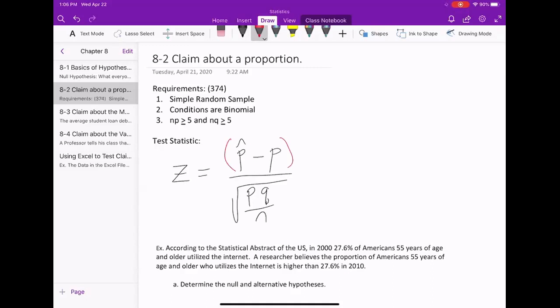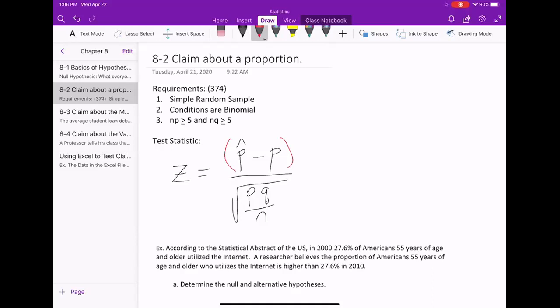Now, we've seen this formula before, right? P hat, at least the denominator. In confidence intervals, it was P hat Q hat over N, and then take the square root. Here, it's P Q over N, and then take the square root. In confidence intervals, we don't know the true proportion, the true population parameter P, so we estimate it by finding a sample and finding our lower and upper limits.